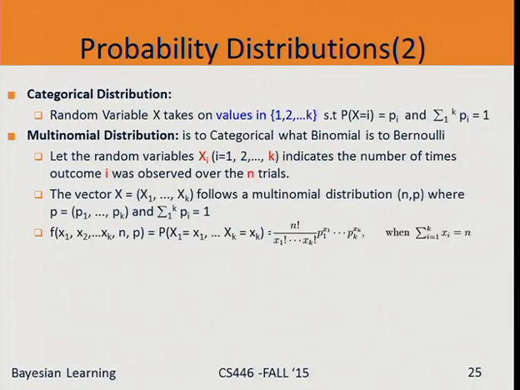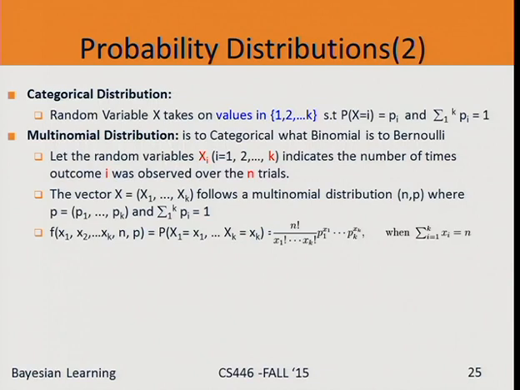Okay, two other probability distributions that you may or may not have seen that also are close relatives. Categorical distribution: a random variable takes values 1 to k. It takes the value i with probability pi, where the sum of the pi's is 1. Okay?